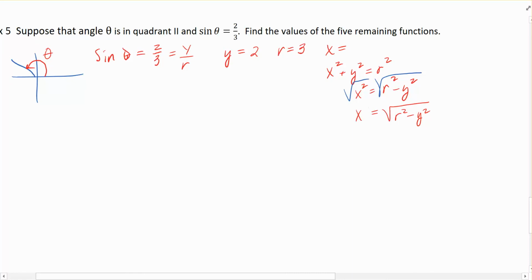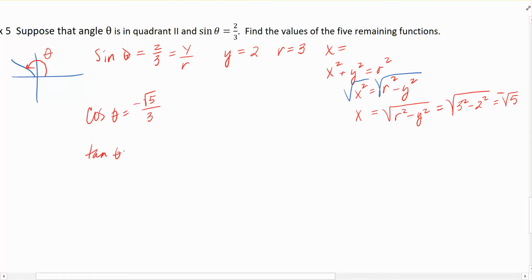So when I replace in here the numbers that I'm looking for, I've got the square root of 3 squared minus 2 squared. So 3 squared is 9, minus 2 squared, which is 4. So 9 minus 4 gives the square root of 5, and I know that this is negative. So we need to figure out what cosine of theta is. Cosine is x over r, or negative square root of 5 over 3.